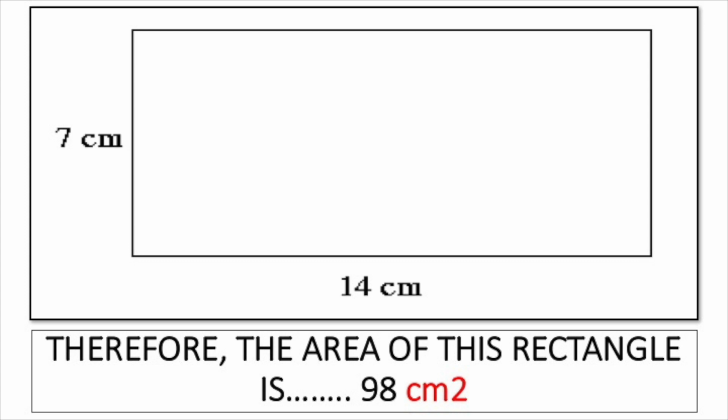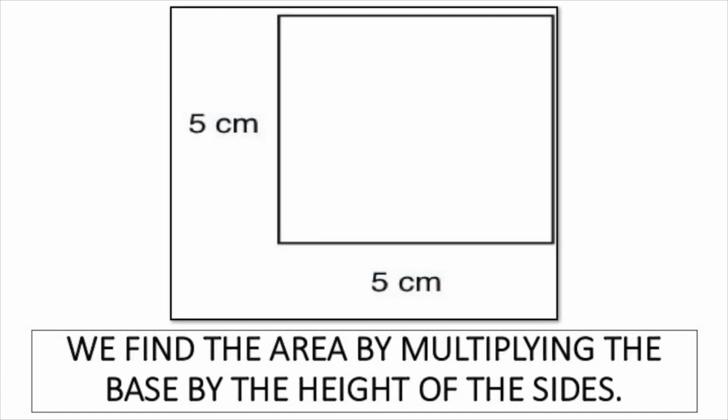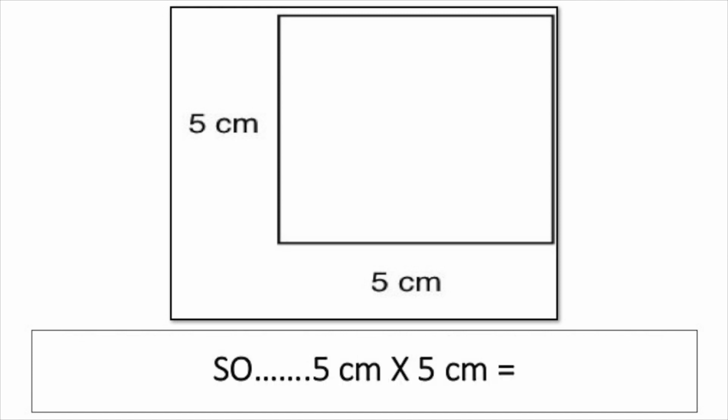Now let's do one more, but with the area of a square. The area of a square is the amount of surface it covers. We find the area by multiplying the base by the height of the sides. So with a square, because it's the same sides, it's the same number times by itself. For example, 5 times 5.